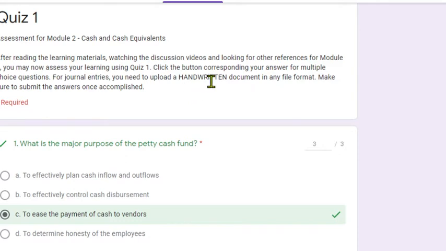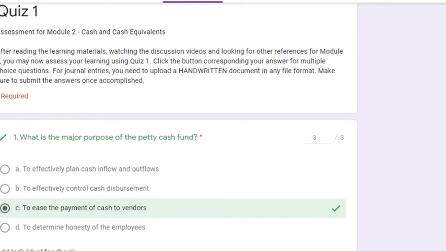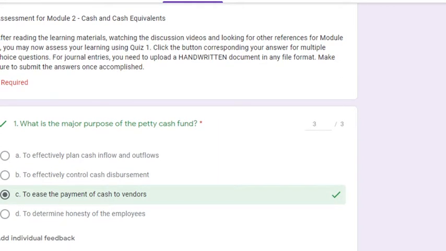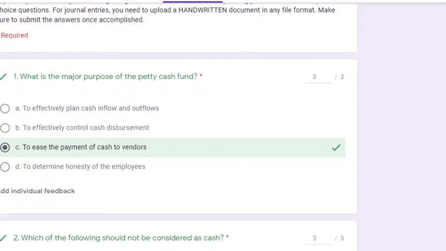So, itong handwritten document, this is important to be able to know if you are really doing your assessment. Merong mga nag-submit ng hindi handwritten document. So, merong sanctions for those who did not submit in handwritten document. So, let us proceed with question number 1.